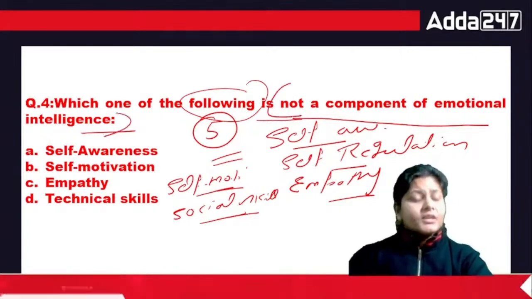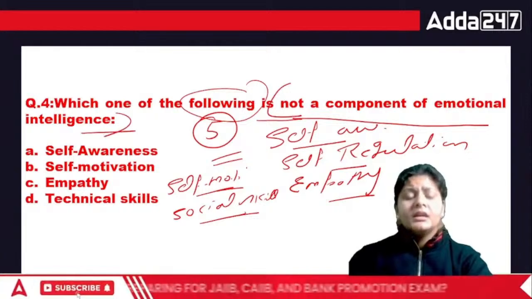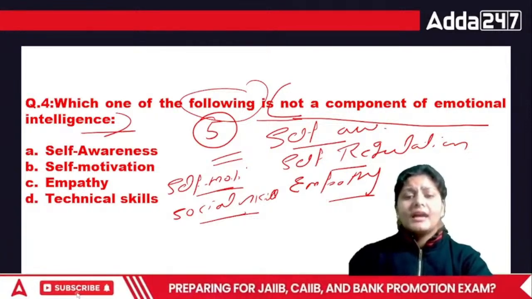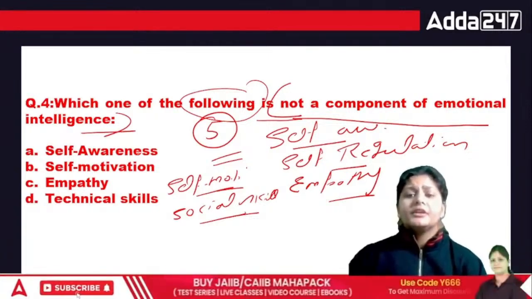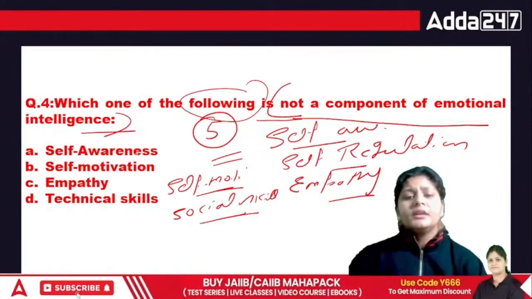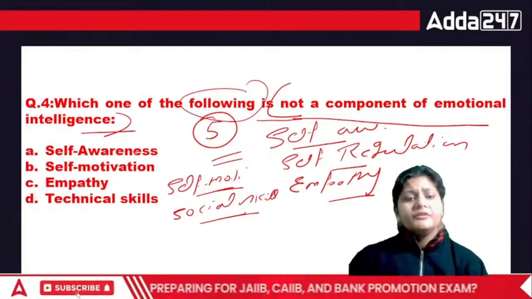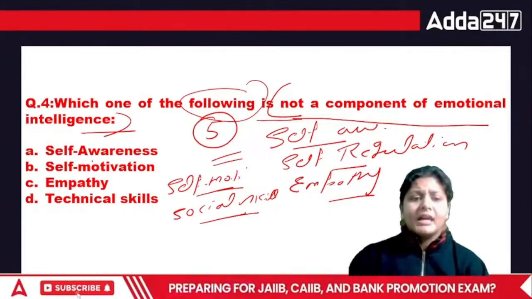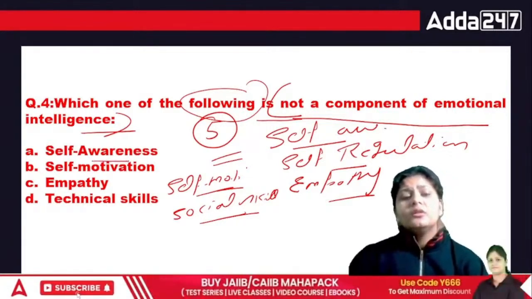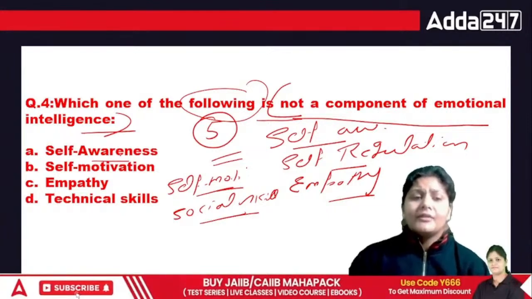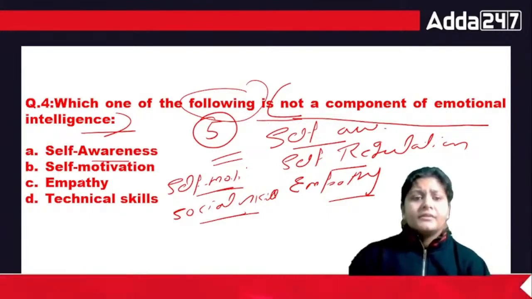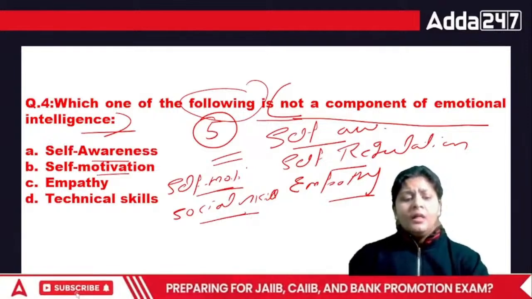Okay. So when we are talking about EI, that is the ability to regulate your behavior and to regulate other persons' emotions as well. Okay. So we have the 5 components here. Number 1 is self-awareness, that is to have the awareness about your emotion. Then we have the self-motivation.